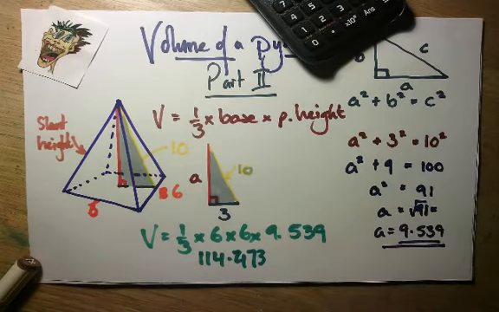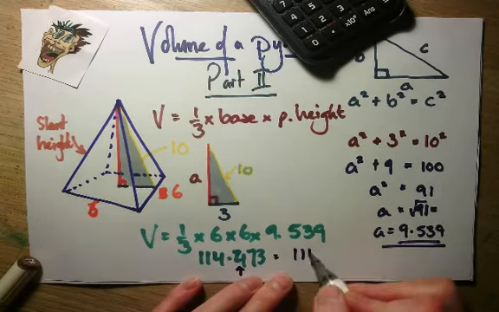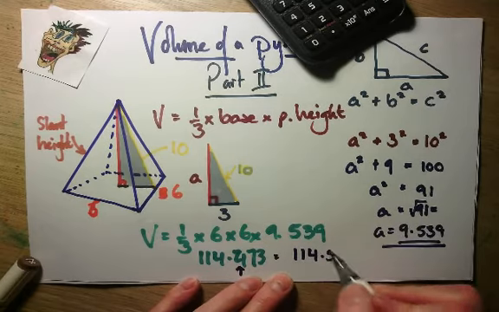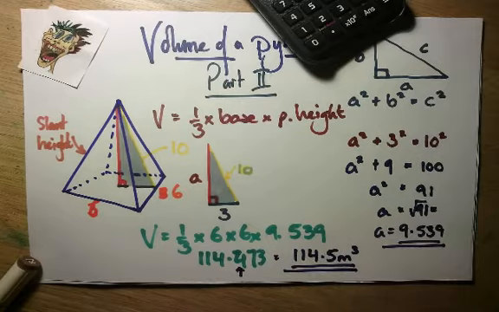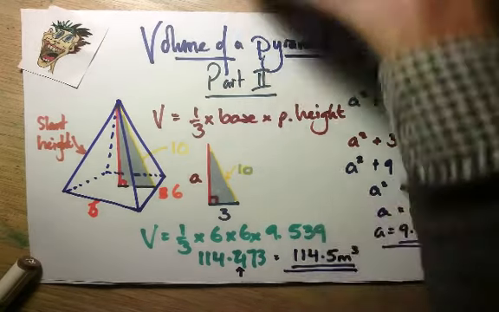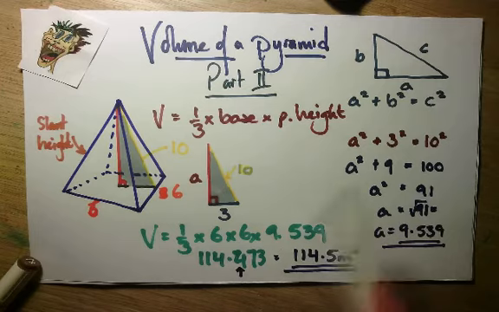And I'll round that to 1 decimal place. Remember, decimal places, that's the key. So it's going to be 114.5. Let's say this unit is in meters. And that's how you work out the volume of a pyramid where you don't know the perpendicular height and you have to do it by using Pythag. Hope that's helped. Time for tea.